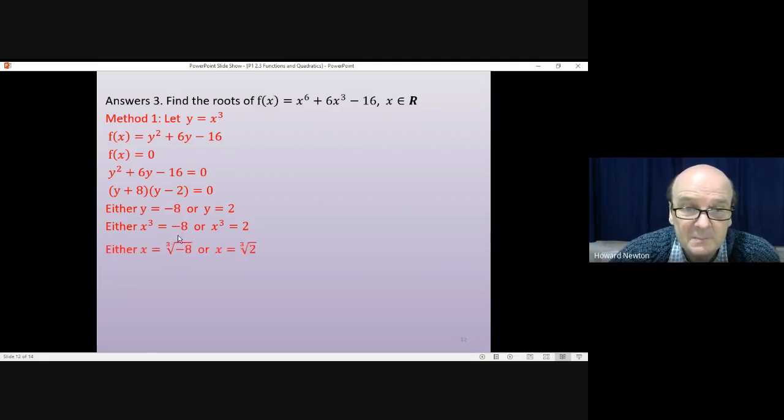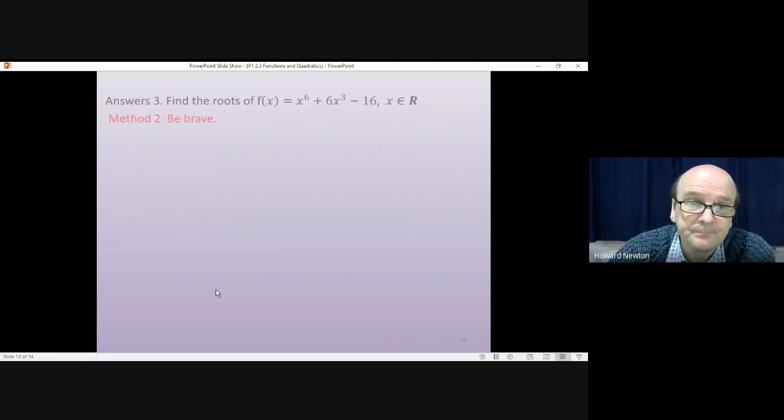Now, if x cubed is minus 8, that means x is the cube root of minus 8. If it's 2, you get the cube root of 2. Now, the cube root of minus 8 we can do. The cube root of minus 8 is minus 2. The cube root of 2 is a decimal. Better just to leave it as cube root 2. And that would be the answer using that method.